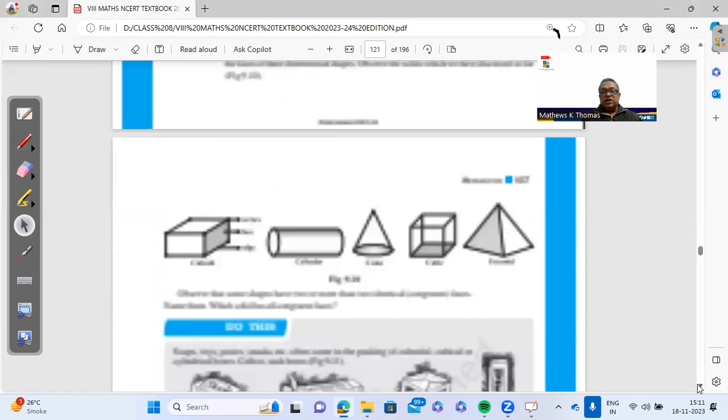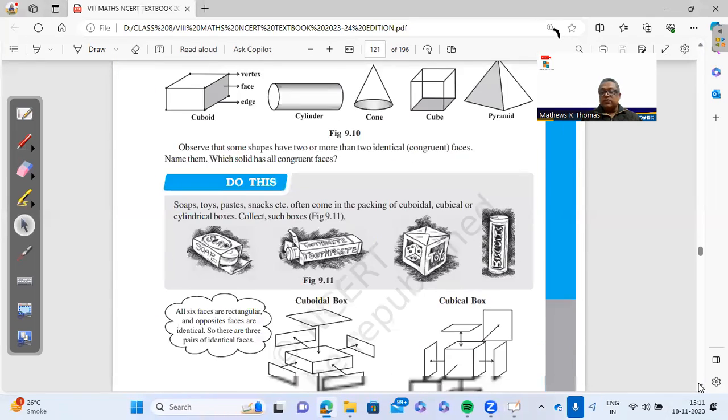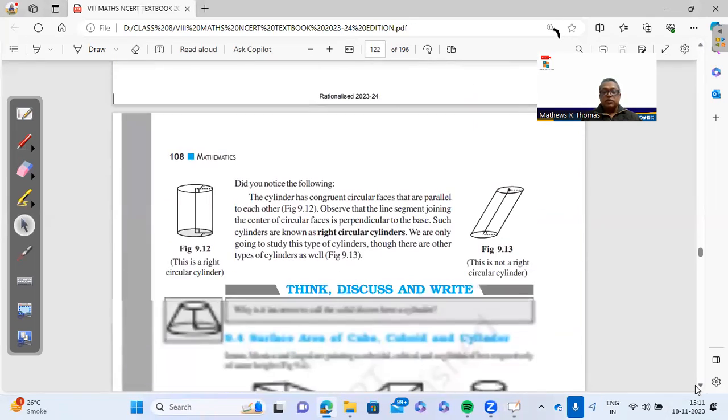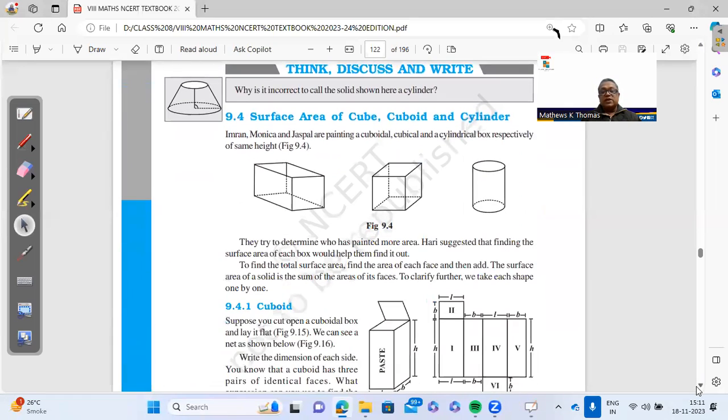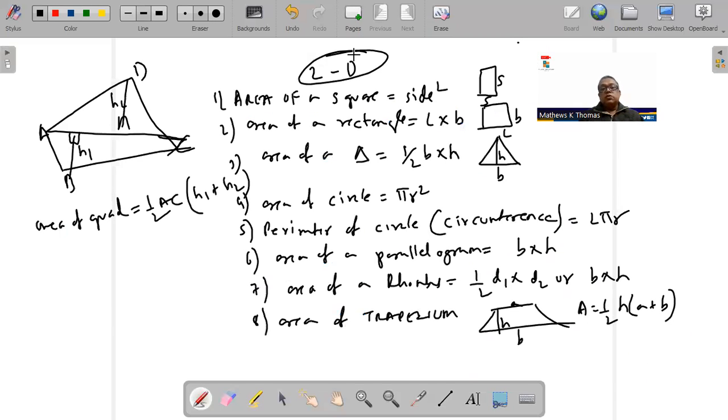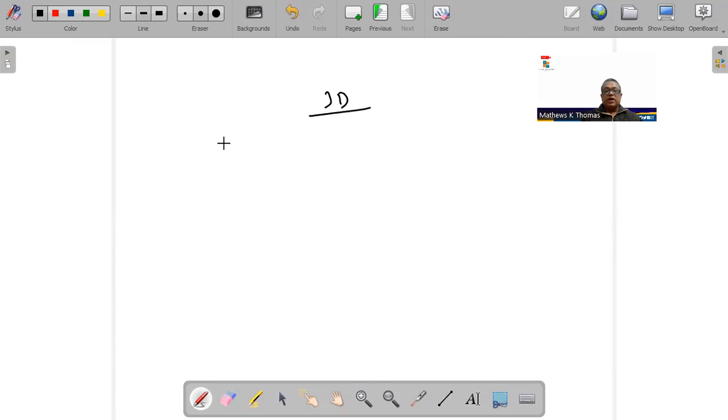Then we have the 3D figures here, and in 3D figures we have only 3 shapes, that is cubes, cuboids, and cylinder. Only 3 figures are there, cube, cuboid, and cylinder, as mentioned here. So here I'm going to next do the 3D. So as mentioned in the book, the first one is cube. All sides are equal here.